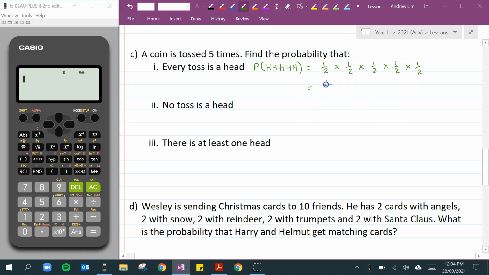This will give us 1 over 32. Similarly, for question 2, no toss is a head means the probability that we get a tail, tail, tail, tail, and tail. Which again is just going to be half times half times half times half times half, or for those of us who are lazy, half to the power of 5, which is also 1 out of 32.